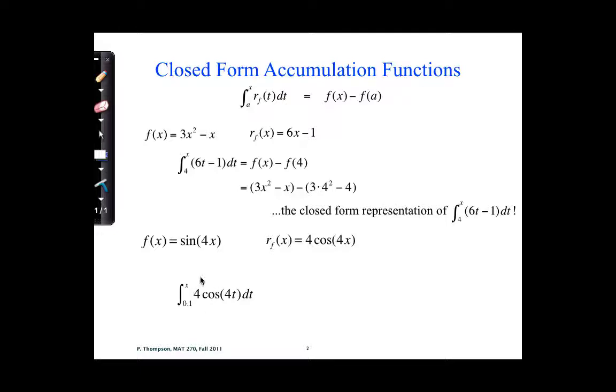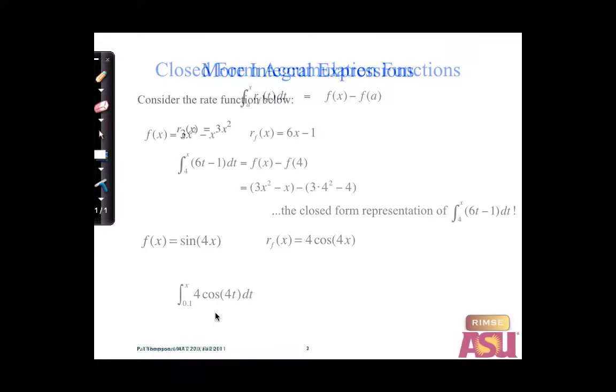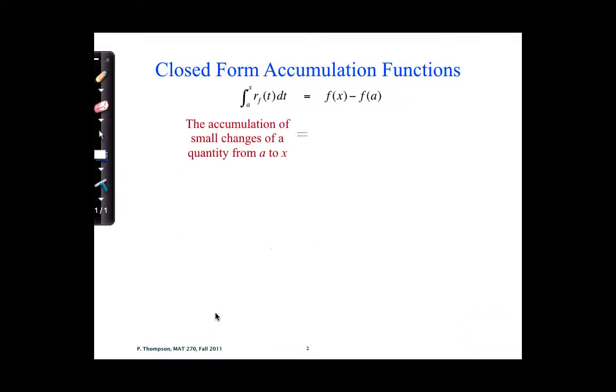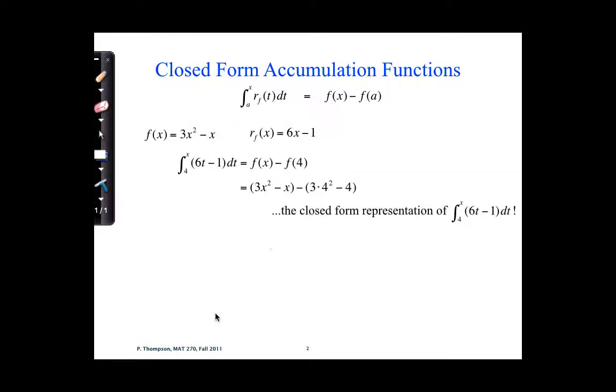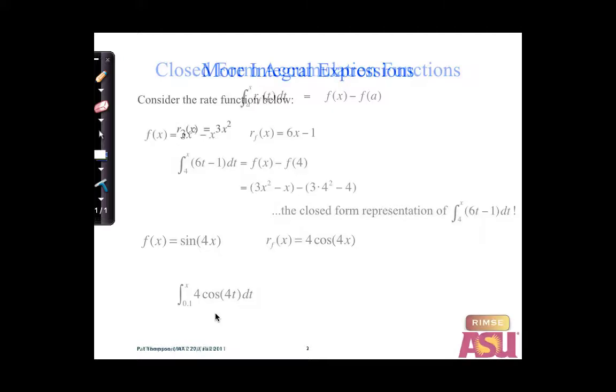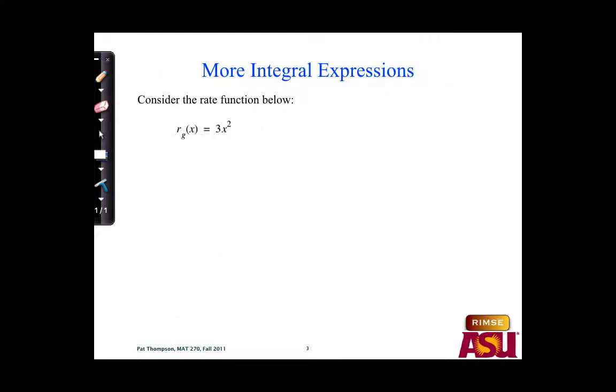All I'd need to know is any closed form function whose rate of change is this, and then compare its value at, in this case, not two numbers, but at the symbol value of x and at an input value of 0.1. Oops, sorry about that. Didn't mean to hit that one more time. But we just have sine of 4x minus sine of 0.4.